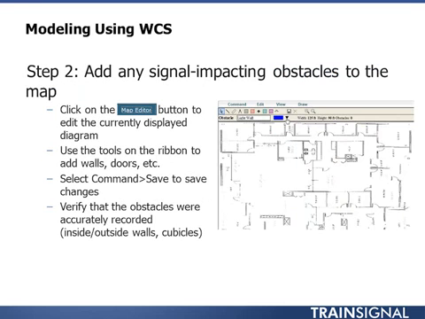So once you've got your map loaded, then what you're going to do is you're going to fill in the obstacles. And to do that, you click on the button that I'm showing here called Map Editor. And then you'll be given this ribbon that's displayed in this diagram here. And you can then use that to add walls and doors, etc. And so you can start to draw out your site plan, putting in obstacles, etc.